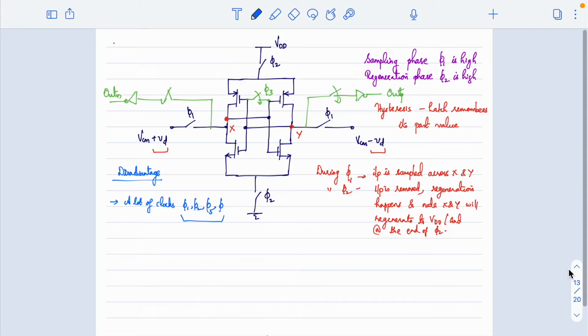If you look at the previous comparator circuit, one disadvantage we mentioned is that it has a lot of clocks, like φ1, φ2, φ3, and maybe one more clock is required for the proper operation of the comparator. That is the only drawback we can mention about this specific type. It is a drawback because generating that many clocks and distributing them, when the circuit has many other digital blocks, is a challenging task. That is why we call this a disadvantage in this particular type of comparator.